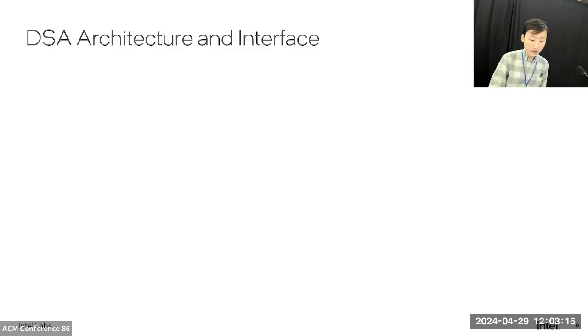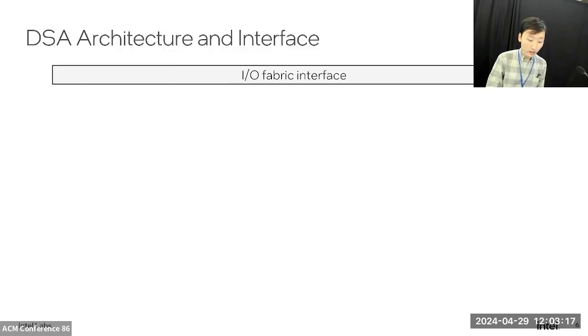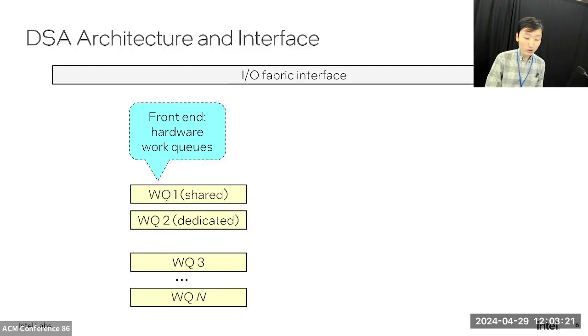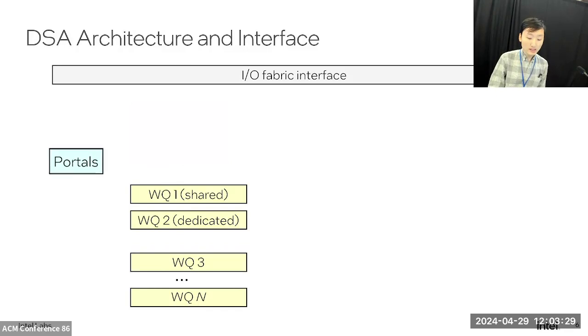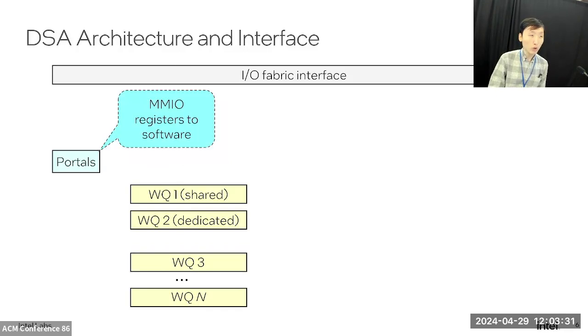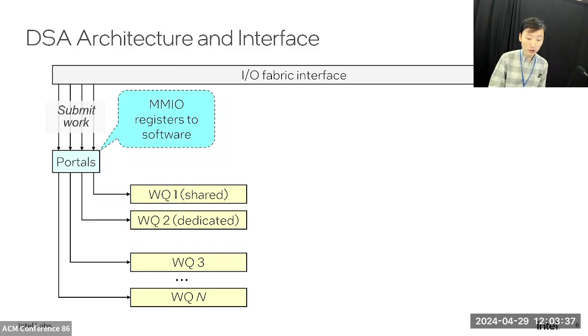Okay, so let's dive into the DSA hardware architecture. The front end of the DSA is a set of queues called work queues, or WQs. They are responsible for receiving task descriptors from the CPU software. They are exposed to the system as MMIO registers, or portals here, and the software can write descriptors to these portals, and the descriptors will be queued into the corresponding WQs here.